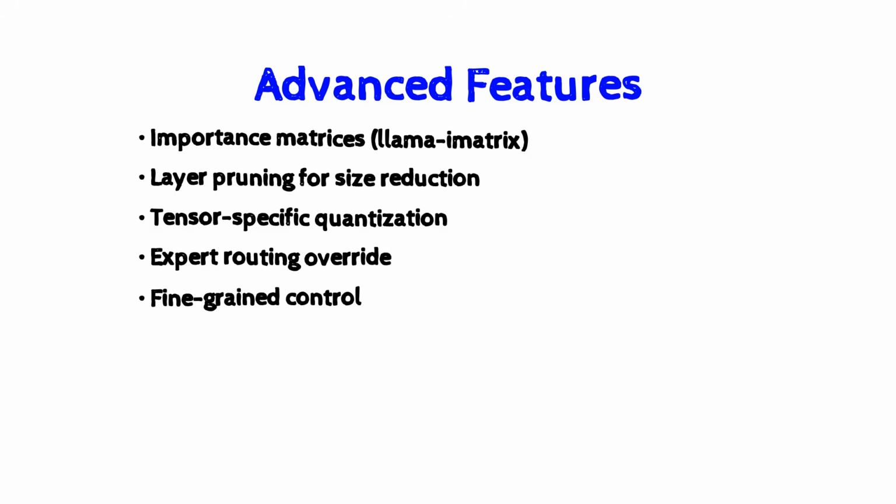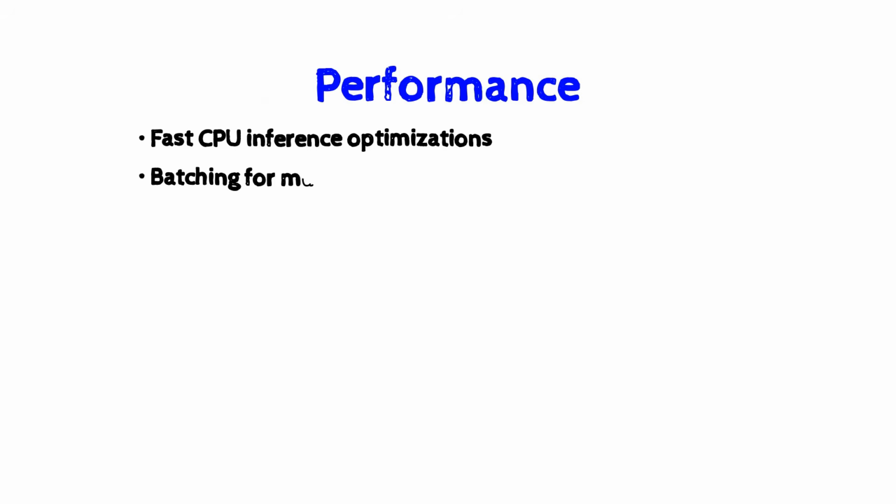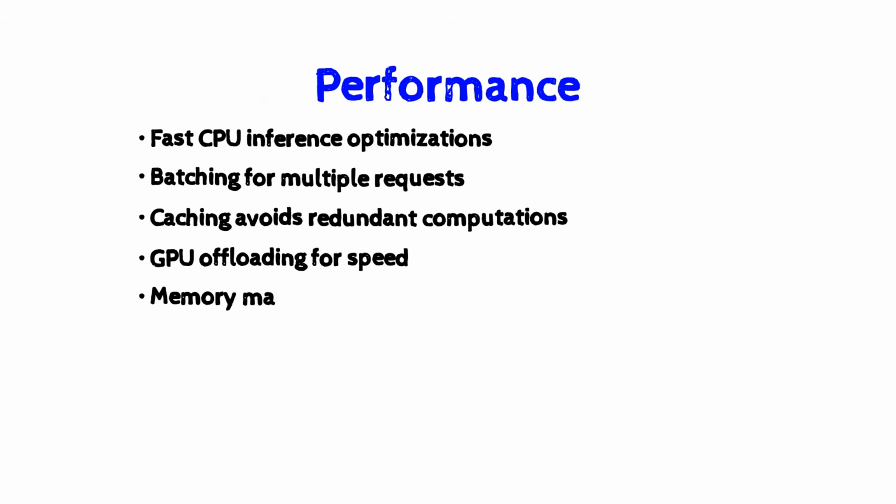GGUF models can run surprisingly fast even on CPU, thanks to optimizations in llama.cpp. The library supports batching for processing multiple requests simultaneously. Caching mechanisms store intermediate results to avoid redundant computations. When you have a GPU, you can offload some layers to GPU memory for even faster inference. Memory mapping allows loading only the parts of the model needed for current tokens, reducing actual RAM usage. These optimizations collectively enable responsive performance even on modest hardware.